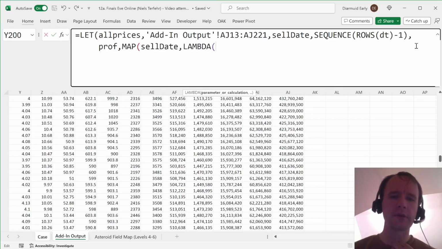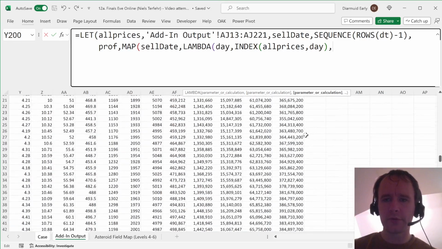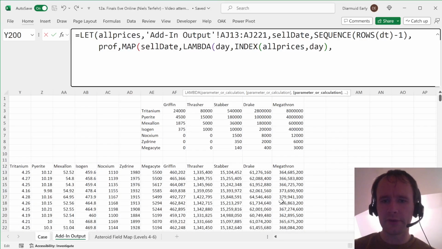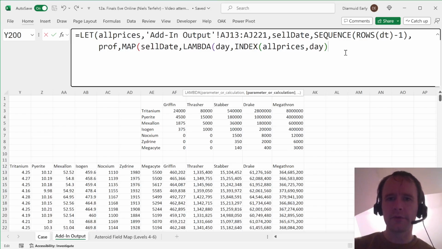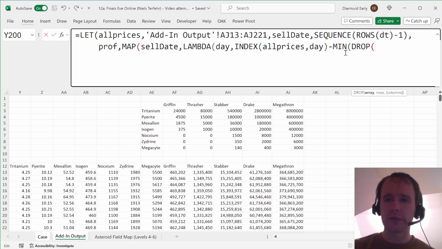So for each date, we want to calculate the maximum profit you could make by selling on that date. So lambda day. For one day, we want the sale price, that's index all prices of day. So when we're doing day 1, that'll be here. When we're doing day 7, that'll be down here. Then we want to subtract the smallest of the prices you could have bought it for, and the price you could have bought it for is anything that comes further down than that day. So we're going to take all prices and drop the first day rows, take the minimum of that. That gives you that. Close the lambda, close the map.